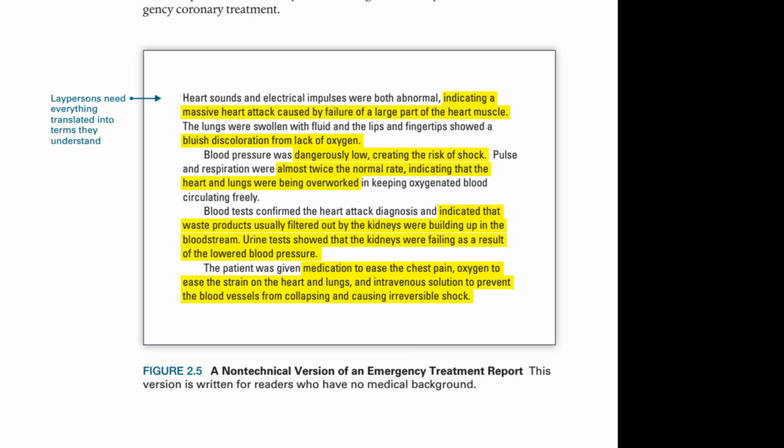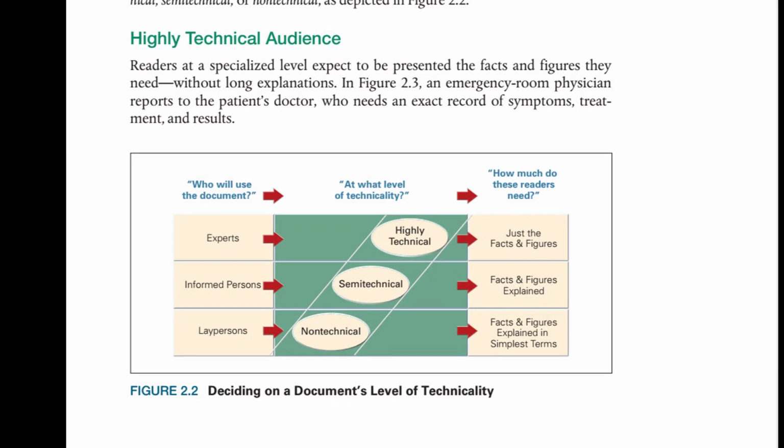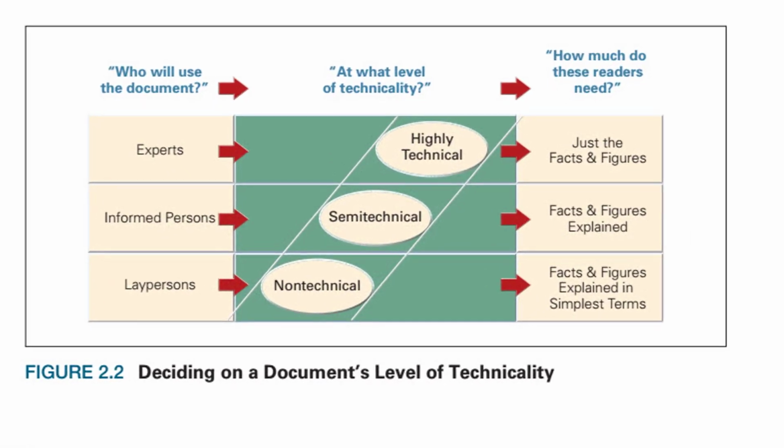So this is one event with 3 different audiences. The purpose of the document all the way along is to inform, so that doesn't change, but the level of technicality of the audience is different, and so this document needs to be written differently, and the author needs to know that up front and make those adjustments ahead of time.